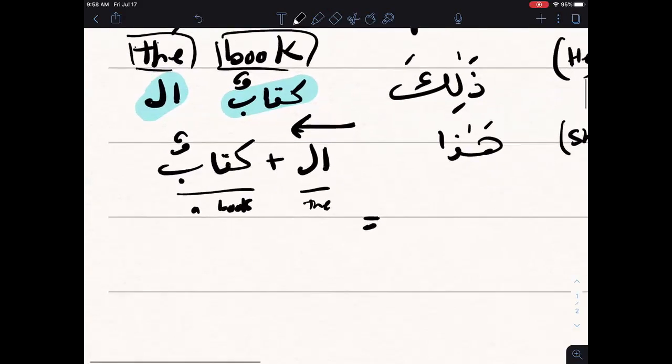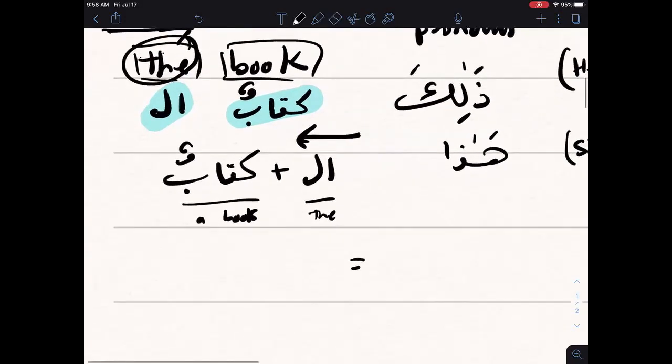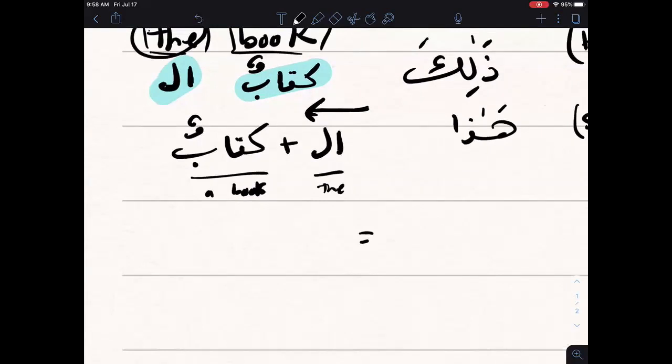Okay, جيد. Now one thing we have to understand in the Arabic language: in English, the can stand by itself. No problem, right? It's just a separate word. But alif lam cannot stand by itself. So the al is actually a harf. It's some kind of particle, right?